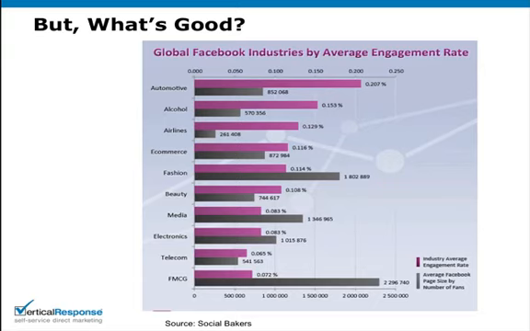So what's good? This is a chart from a company called Social Bakers. They make social media measurement tools. They're not free, so I won't be showing them to you today, but in the interest of getting more business, they often do pretty helpful reports like this.